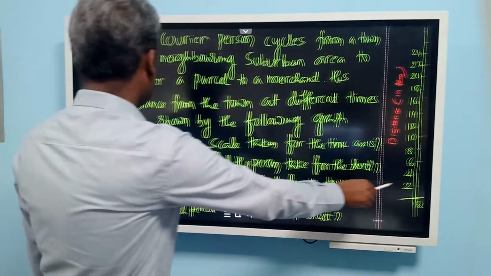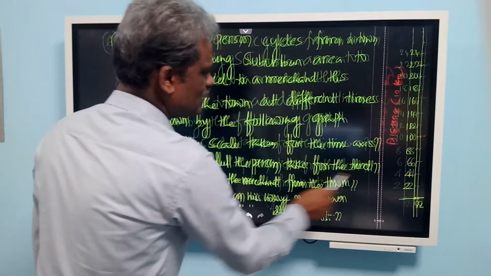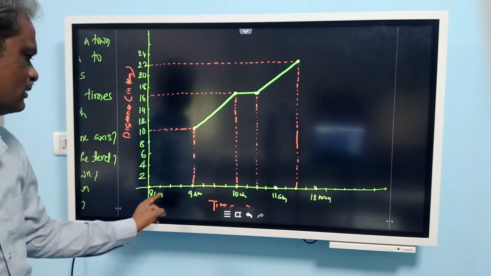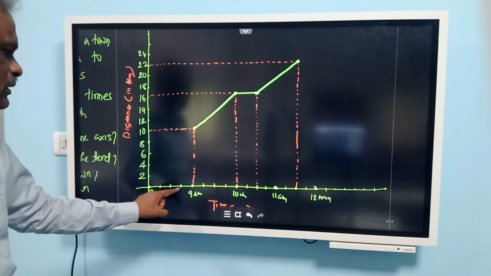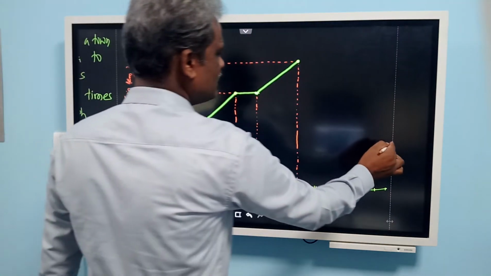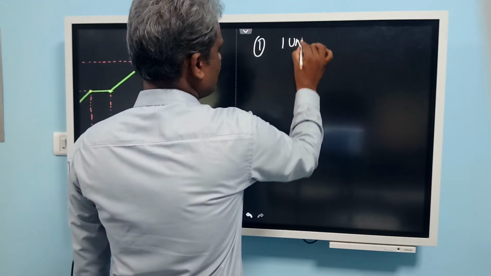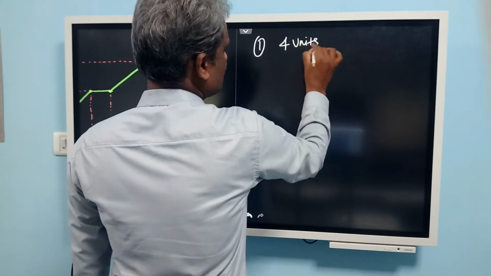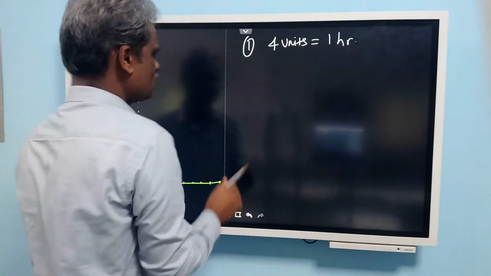Now, the first question you see here. What is the scale taken for the time axis? On the time axis, for 1 hour you have taken 1, 2, 3, 4 units. So your answer to the first question is that 4 units is equal to 1 hour. This is the scale you have taken.